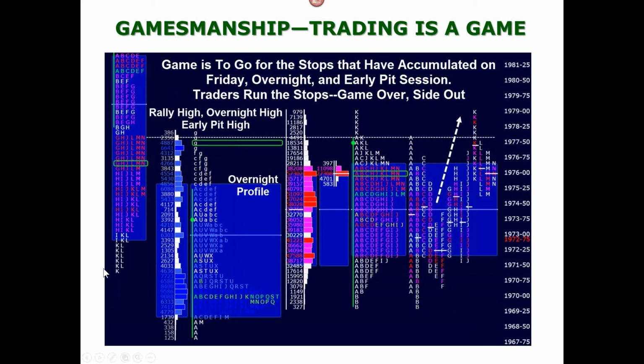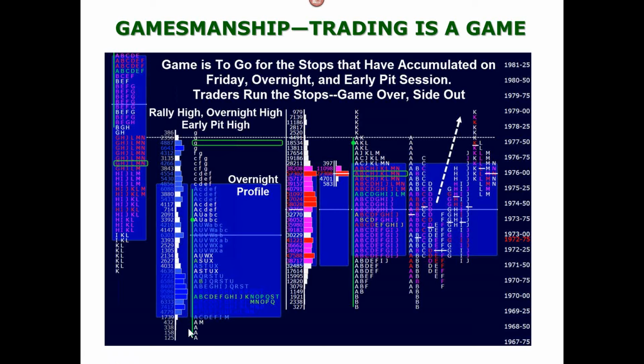So yesterday morning was a classical, what I call a setup. We looked below Friday's range once. We looked below Friday's range twice. We looked below the early A period. We came back in. To me, that's a classical buy with a stop down around the previous low.